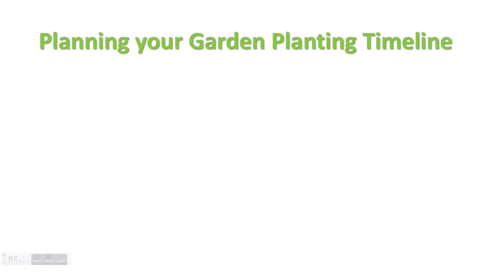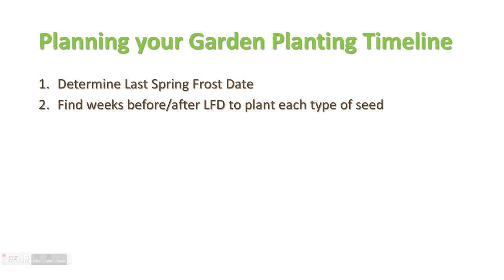So there's several steps to planning your garden planting timeline. First step is to determine your last spring frost date. This is the date that everything else will be keyed off of based upon frost tolerance of various plants. Next, you want to find the weeks before or after your last frost date to plant each type of seed. These are usually listed on your seed packets or from the manufacturer's website.